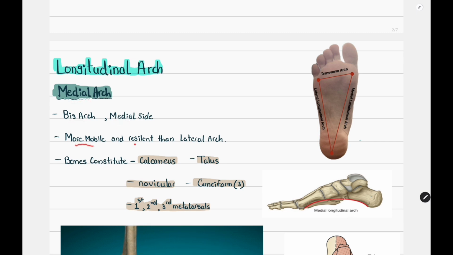This arch is more mobile and resilient than the lateral arch because the arch constitutes many bones, which are calcaneus, talus, navicular, all three cuneiforms, and first, second, third metatarsal bones. Since there are more bones and more joints, this is responsible for more mobility of the arch.